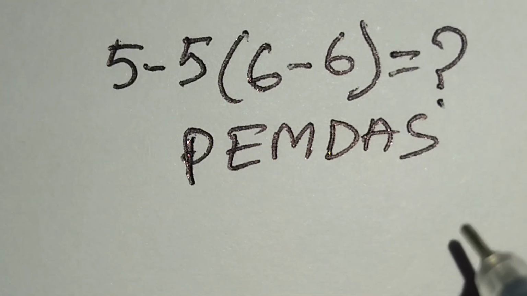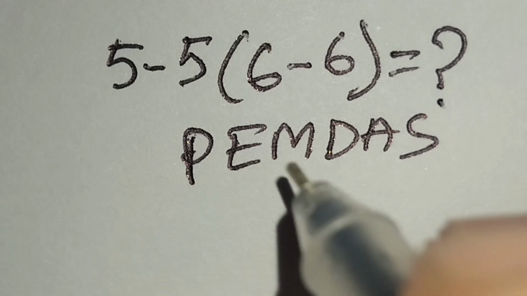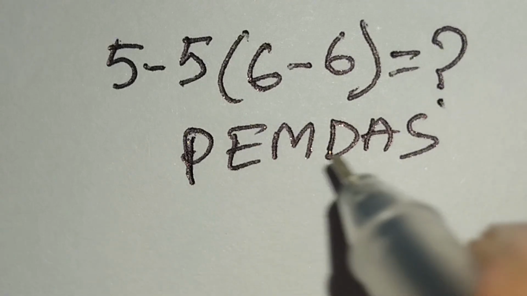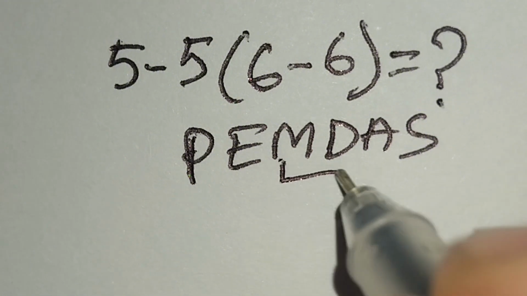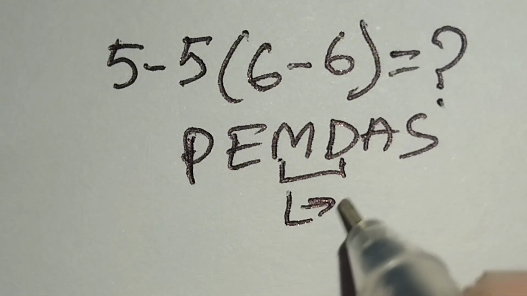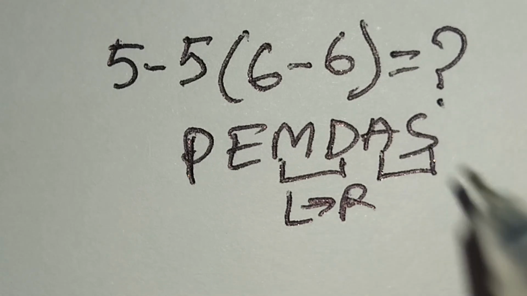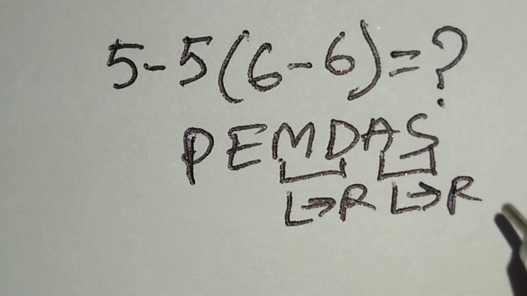PEMDAS. According to the PEMDAS rule, at first we have to work with parentheses, then exponent, then multiplication or division, then addition or subtraction. Remember, multiplication and division have same priority. For this we have to work left to right, and addition and subtraction have same priority. For this we have to work left to right also.